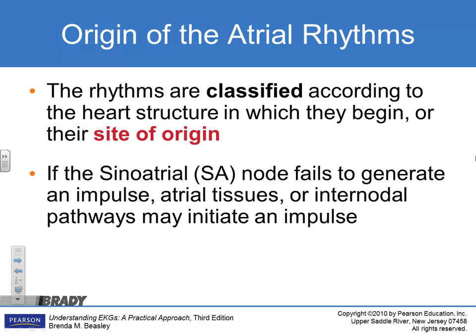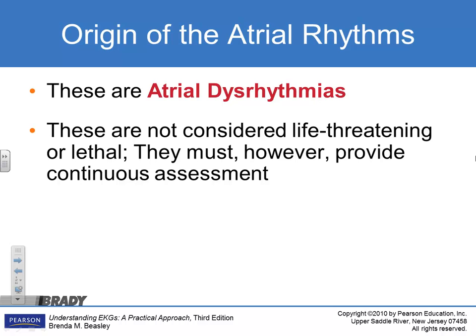So why would we have an atrial rhythm instead of a sinus rhythm? Yeah, if the sinus rhythm is not firing right, something's wrong with it, then it's not going to generate its impulse. All right, these are atrial dysrhythmias. They're usually not life-threatening, but you're going to have to continuously monitor your patient.